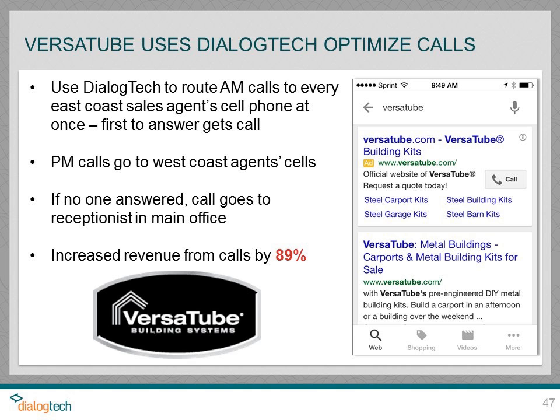Each call rings every single sales agent's phone at once, and the first one who answers that call gets the lead. Same thing on the West Coast. If the call comes in later on in the day, that call is routed automatically to agents on the West Coast. So it's a way for them to extend their business hours from paid search and make sure that people who are calling are being addressed and being helped. And if no one answers, the call goes to a receptionist in the main office. And this enabled them to increase revenue from calls by 89%. It's a great statistic. It shows the power of what intelligent call routing can do for a business.